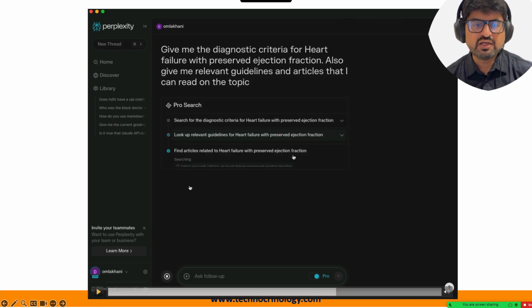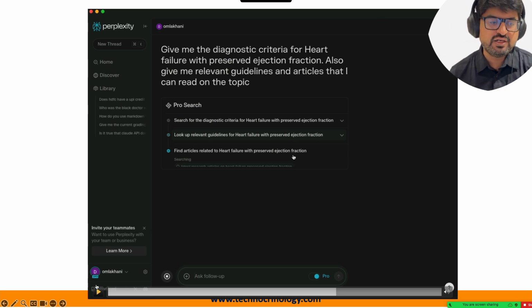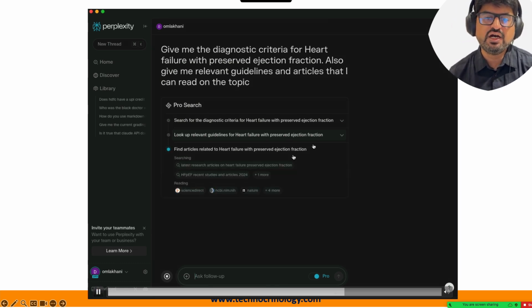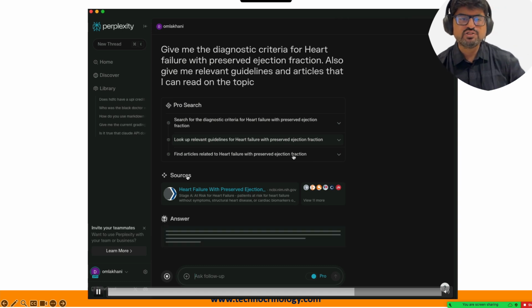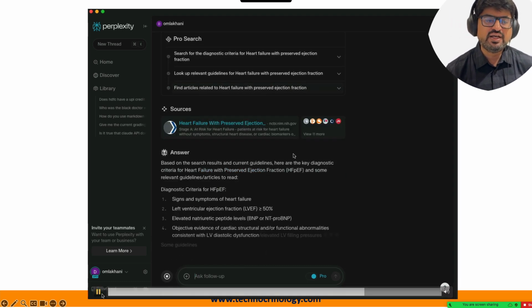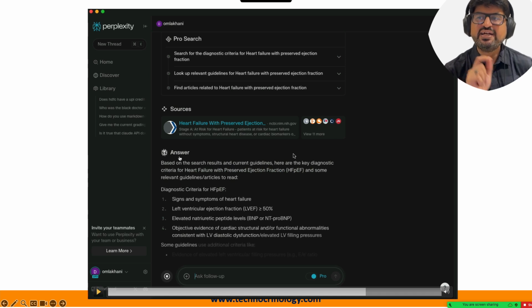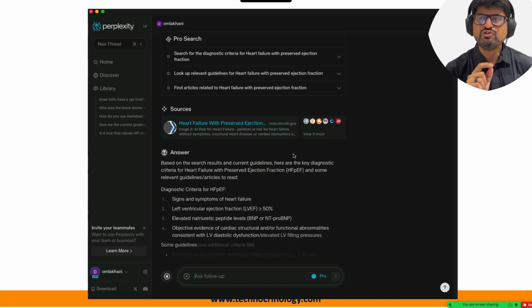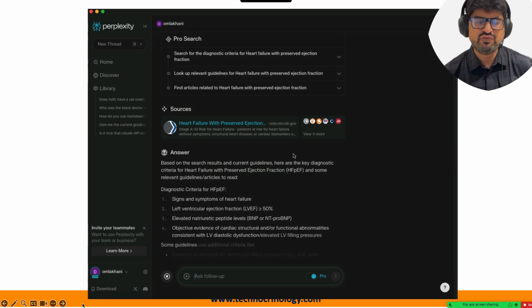Then it looks up relevant guidelines on heart failure. Then it says look for articles related to heart failure with preserved ejection fraction. Okay. So then it searches for the idea. It has also started listing the sources, right? So that's why here it will give you citations also. For every answer that it gives you, it will give you citations, and you can search for the citation and you can cross verify.